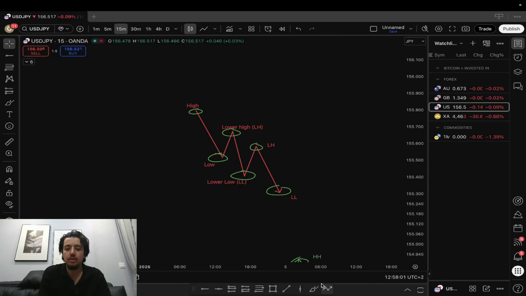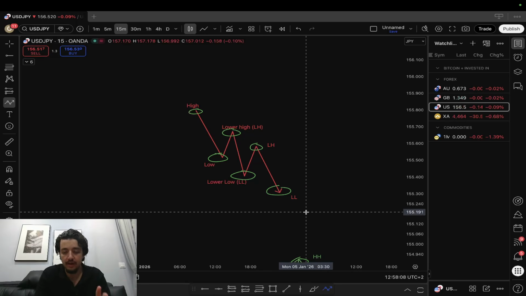Now, how do you know we're switching from a downtrend to an uptrend or from an uptrend to a downtrend? Easy. It's called change of character. And I like to use something I call three-step verification, so as to avoid being faked out.